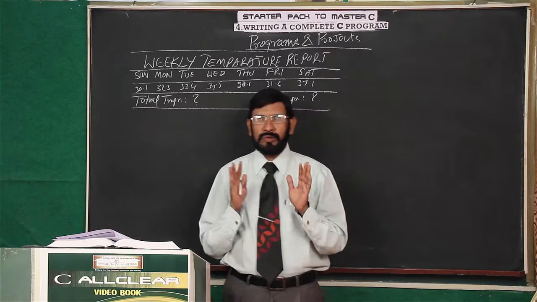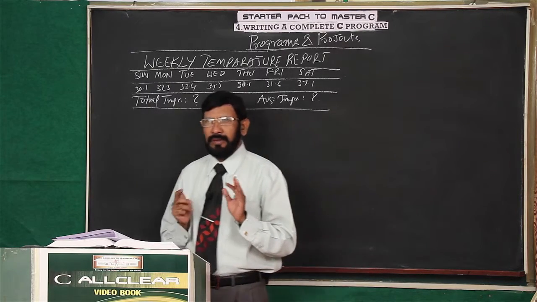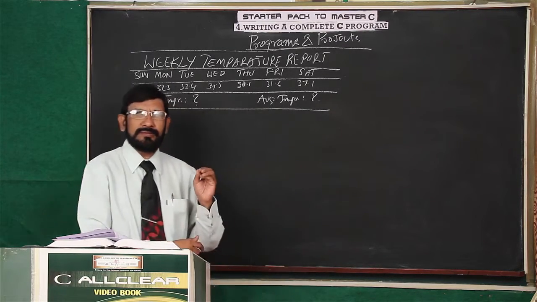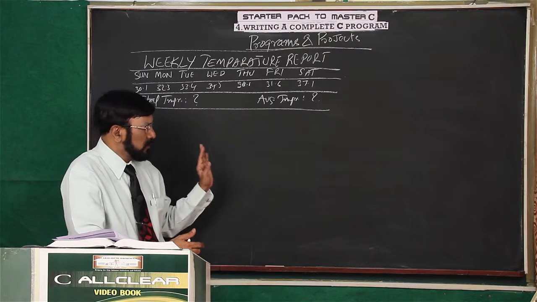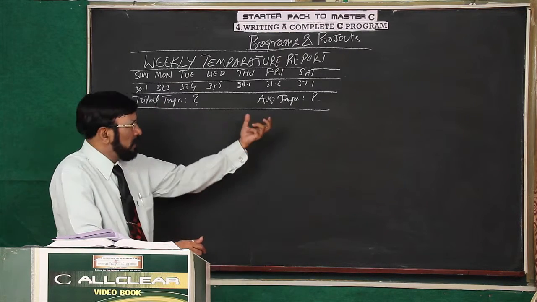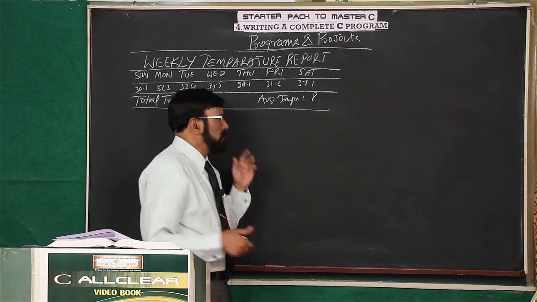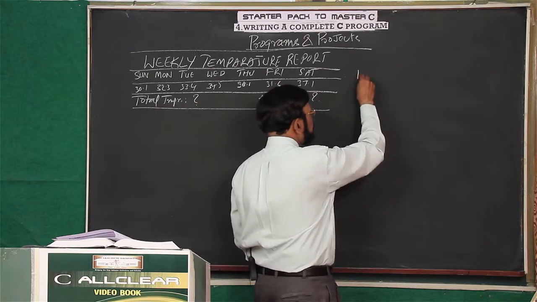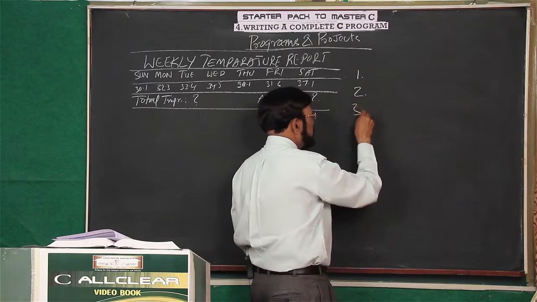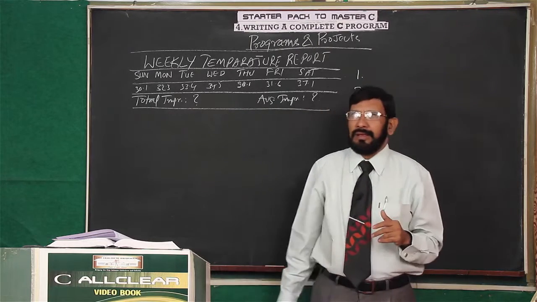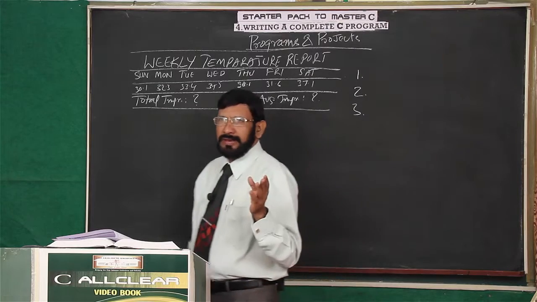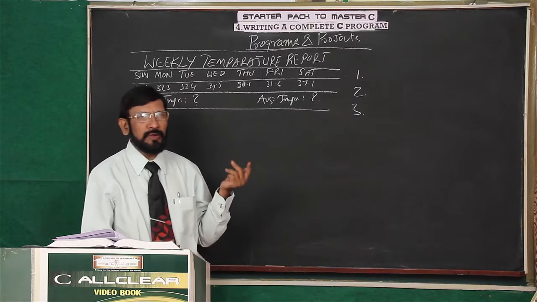Now, how to write this program formally? What are the difficulties you face in writing it? I will explain to you. Now you see, our first checklist: 1, 2, 3. How many data items are there? That means how many variables you have to create.